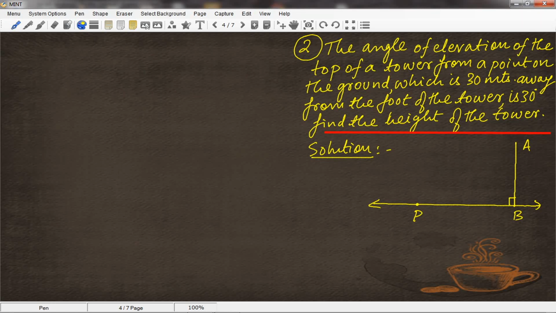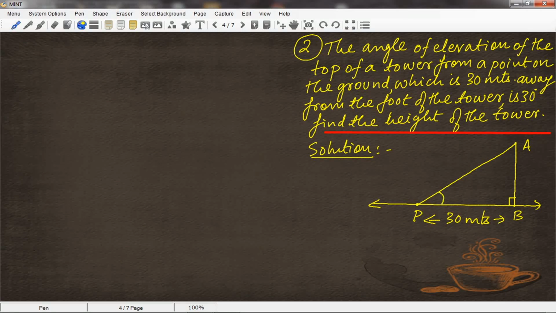क्या observe किया गया? Top of the tower from the point 30 meters away from the foot. So this is 30 meters and this is the line of sight. This is the line of sight.